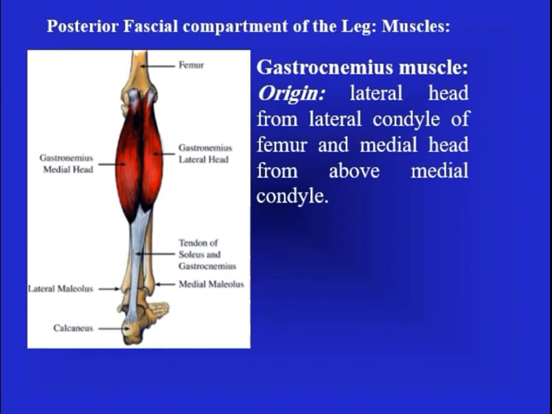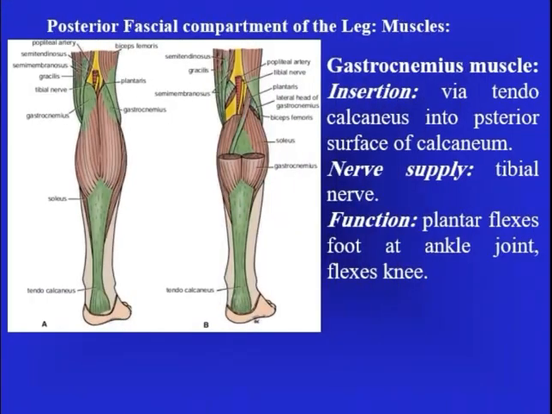The gastrocnemius muscle originates by two heads, the lateral head and the medial head. The lateral head arises from the lateral condyle of the femur and the medial head from above the medial condyle. It is inserted via the tendo calcaneus into the posterior surface of the calcaneum, supplied, as we said, by the tibial nerve. The main function is plantar flexion of the foot at the ankle joint, and it also plays a role in flexion of the knee.